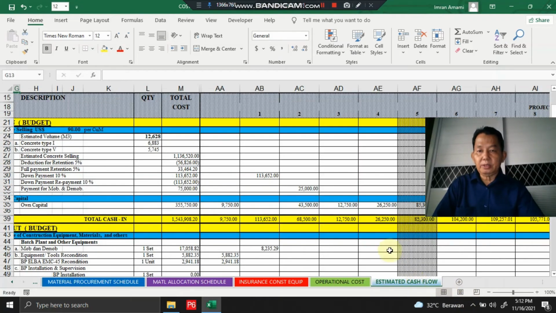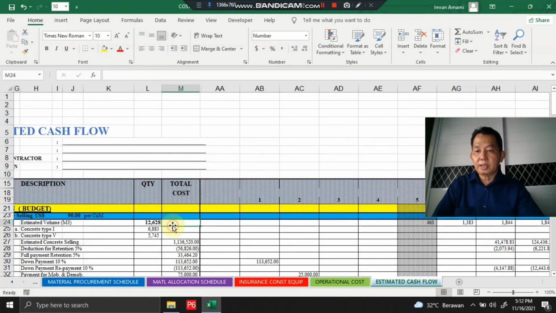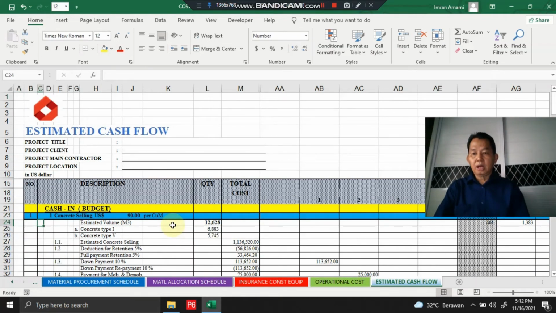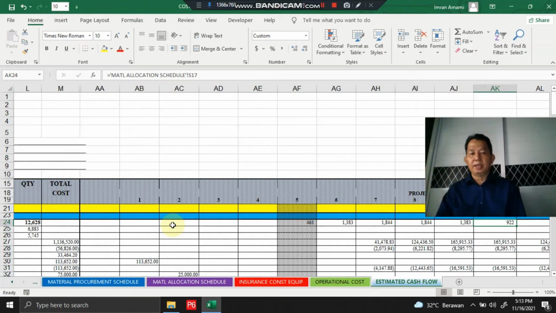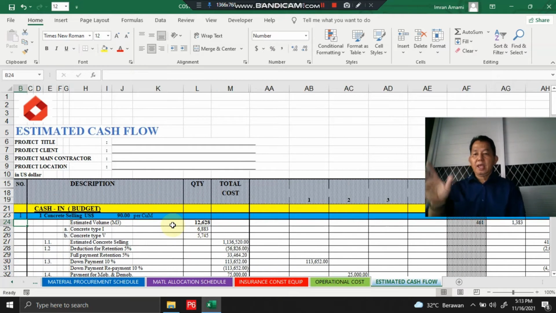Okay, and then we put all the calculation costs that we already calculated in the previous worksheets into this cash flow template, based on each cost's own allocation. So we should be careful to compose the price based on its allocation.